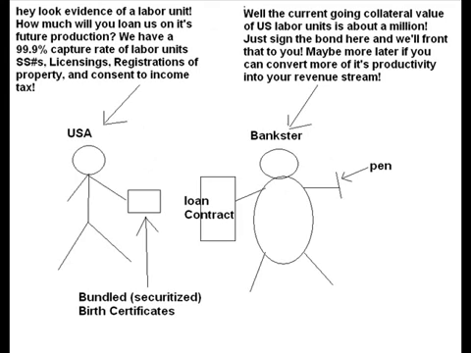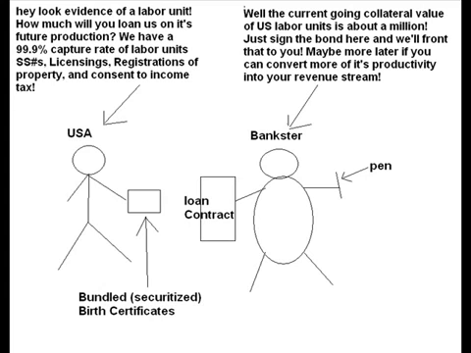Alright, so your parents get married, or go into common law, whatever, go to the hospital, you pop out, and they get you to sign a birth certificate. Okay, and so the USA goes to the bank, the Federal Reserve, and says, hey, look, evidence of a labor unit. How much will you loan us on its future production? We have a 99.9% capture rate of labor units, social security numbers, licensing, registration of property, and consent to income tax.